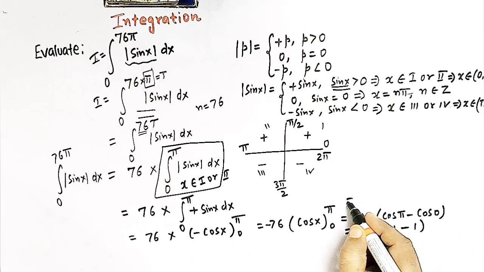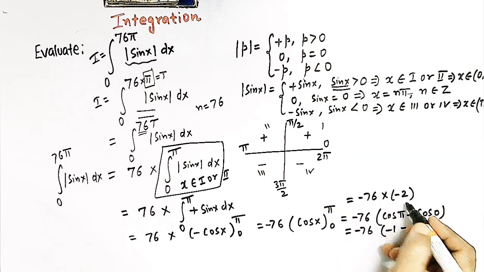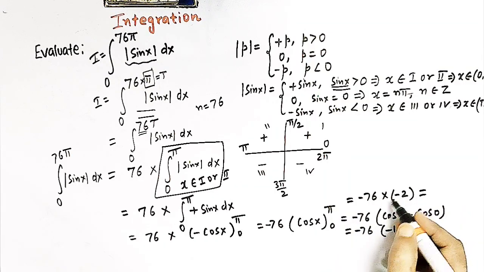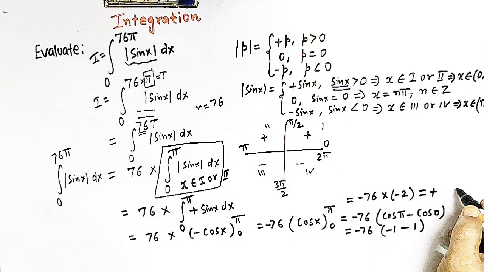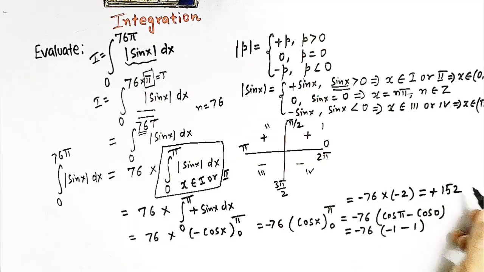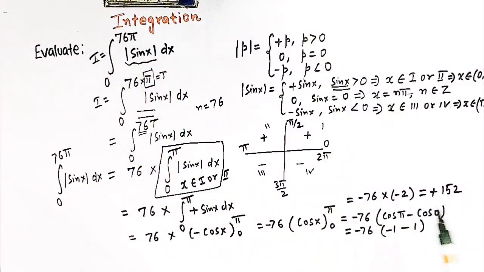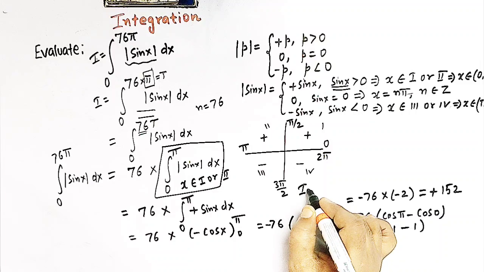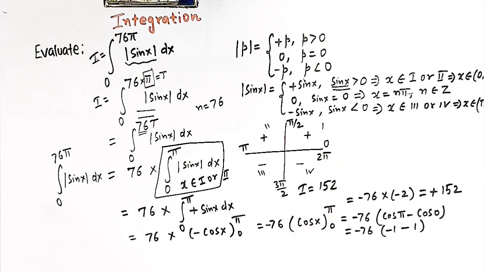So we have now minus 76 times minus 2, and that is equal to positive. Here we have 2 times 6 is 12, and here we have 2 times 7 is 14, that is 152, right? So the value of this definite integral is equal to 152. So I is equal to 152.